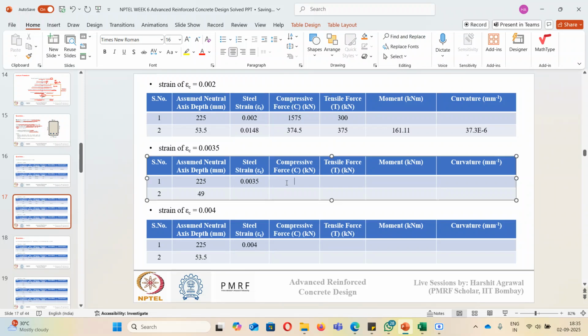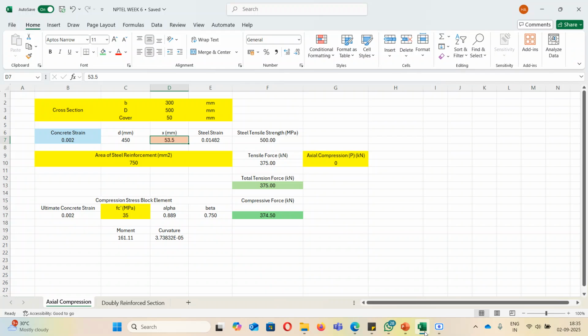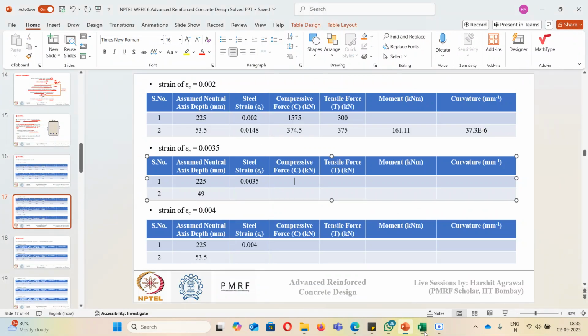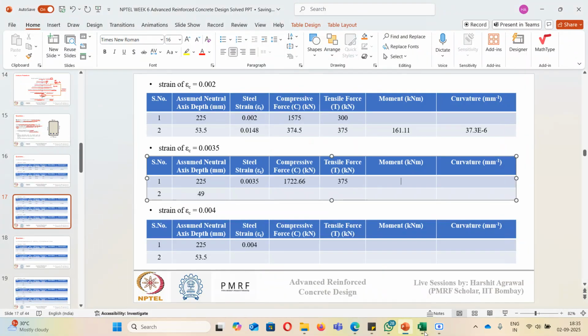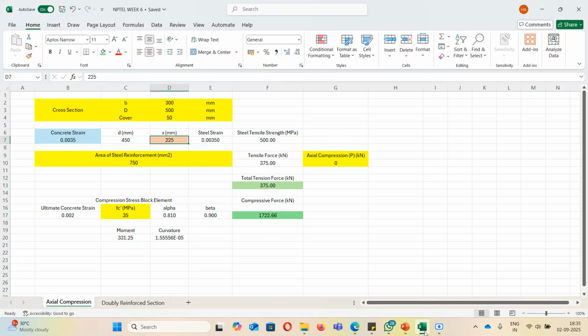Okay, now again for 0.0035, I will just change the concrete strain as 0.0035. I will set the x value as 225. Strain in steel is 0.0035. Compression force is 1722.66. Tension force is 375. So my compression force is way larger than the tension force. I will need to decrease the value of x.